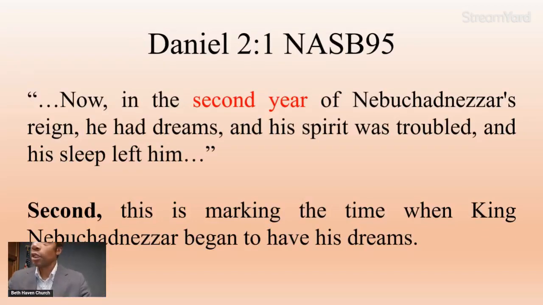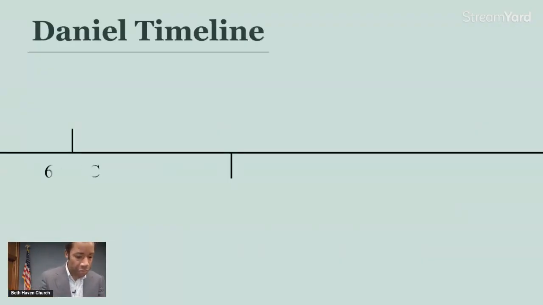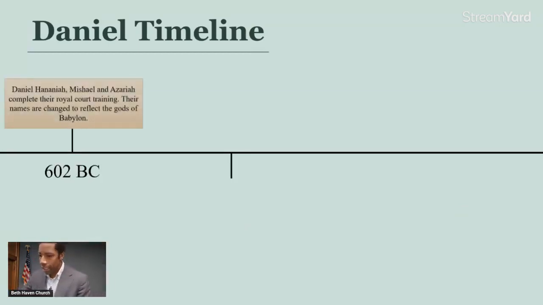Now, these are not just dreams that we would have, right? These are dreams that are sourced from God. These are dreams that God is giving to Nebuchadnezzar. So within this timeline here, we have 602 BC. If we're continuing to look at this timeline and the trajectory of Daniel while he was in Babylon, as well as the nation of Israel, the Jewish people, we find that Daniel, Hananiah, Mishael, and Azariah complete their royal court training. Their names are changed to reflect again the gods of Babylon. And Daniel at this time is 19, according to this timeline.